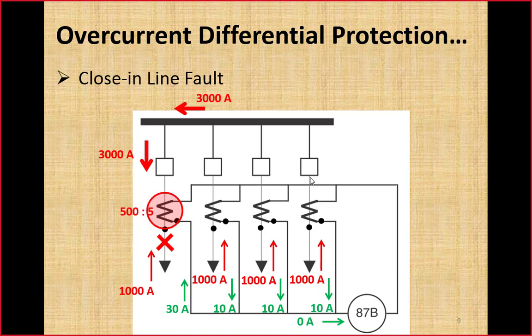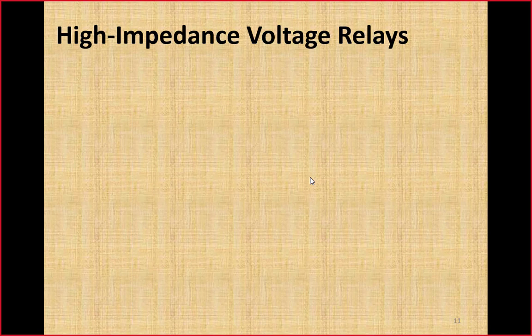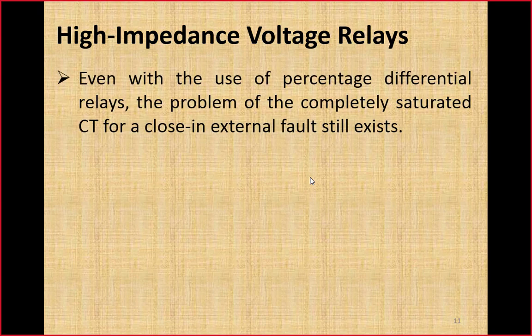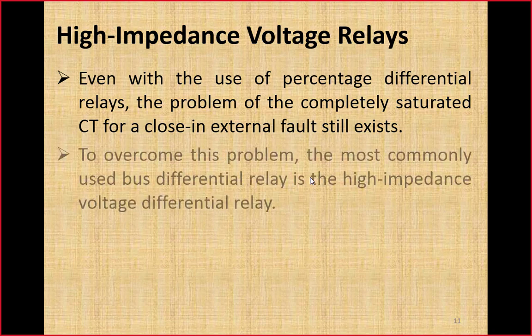So the solution to that problem is the use of a high impedance voltage relay, that is also a percentage differential relay but specifically used for bus bar protection. Even with the use of percentage differential relays, the problem of a completely saturated CT for a close-in external fault still exists. So to overcome this problem, the most commonly used bus differential relay is the high impedance voltage differential relay.